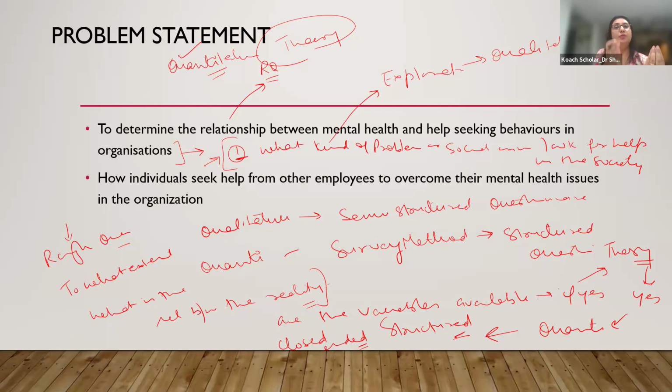Now, the kind of research questions you frame will decide whether you should go for qualitative research, quantitative research, or a mixed method. And on the basis of that, your questionnaire will be finalized. If you go for qualitative, it is going to be semi-structured. If you're going for a survey or quant, you will go for a survey design. I hope it is clear, right?